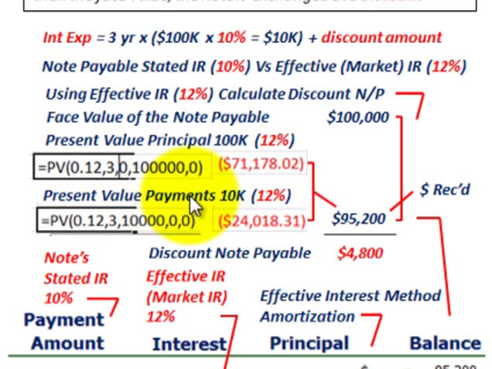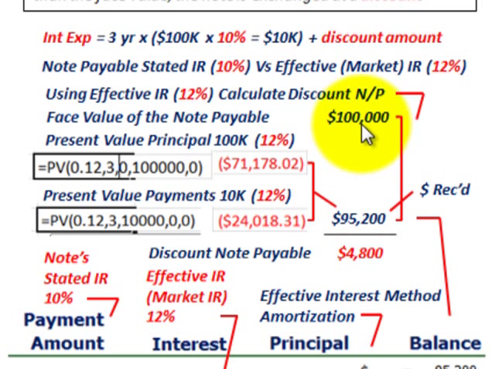Now for the present value of the payments, same thing. We've got 3 payments of $10,000 each, discounted back at the market rate of 12%. Their present value is $24,018. So the present value of the note is just the sum total: the present value of the principal amount plus the present value of the payments equals the present value of the note, $95,200. So that's what Corporation A is going to receive on this note when they exchange it at the beginning of year 1, and they're going to have to pay back the $100,000 at the end of the 3rd year.